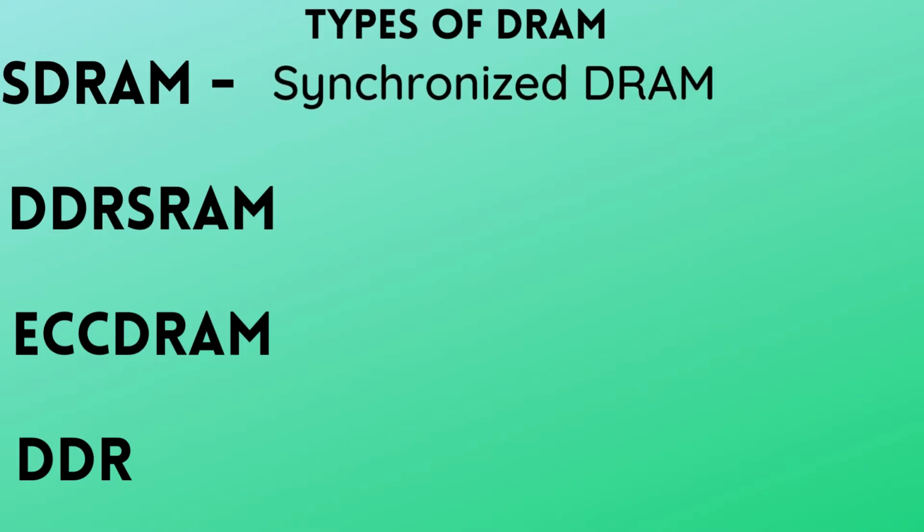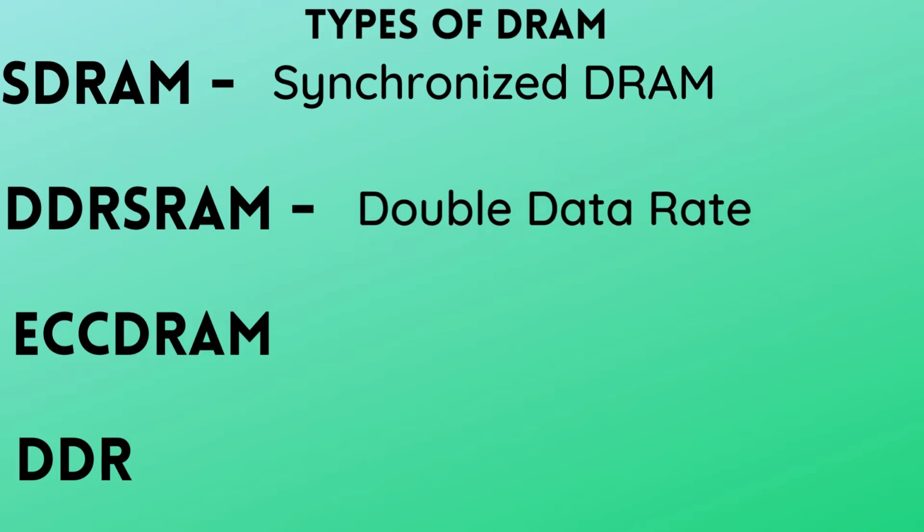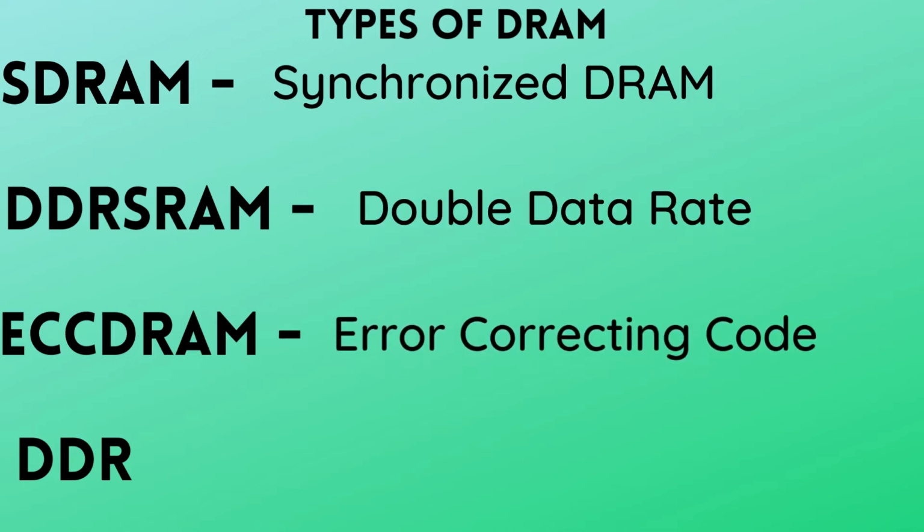SDRAM stands for synchronized DRAM. It improves performance through its pins, which sync up with the data connection between the main memory and the microprocessor. DDR-SDRAM has twice the data transmission frequency of normal SDRAM, hence the name DDR, standing for double data rate. ECC-DRAM has an error correcting code, so it finds corrupted data and fixes it sometimes.